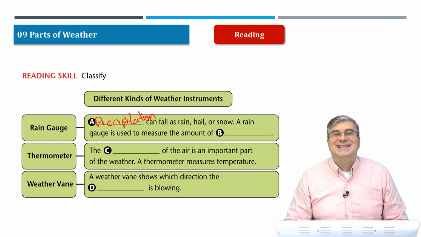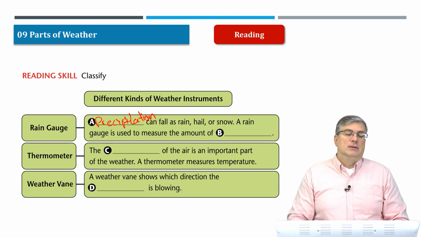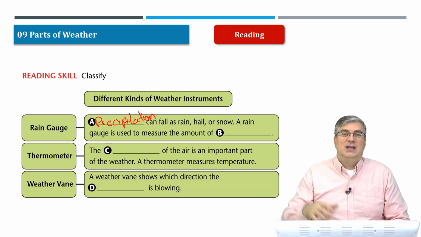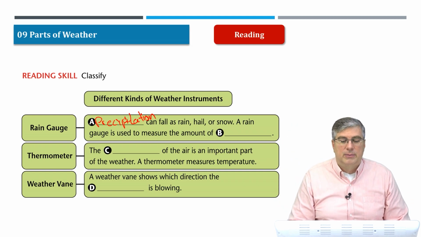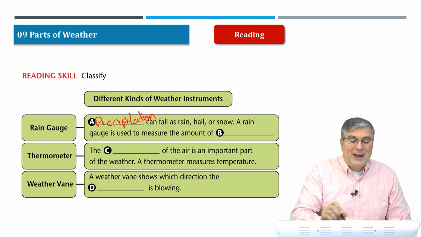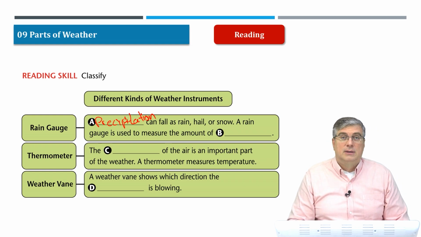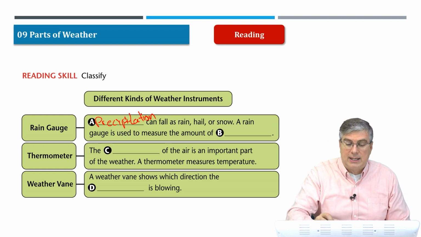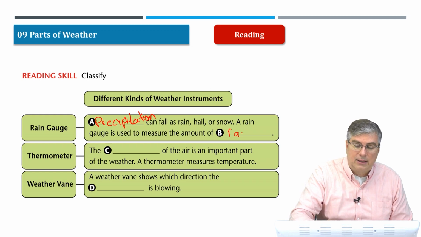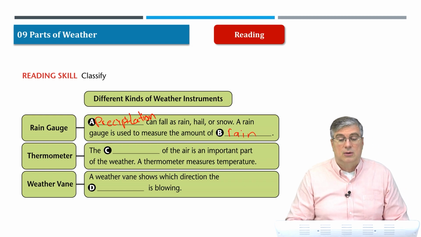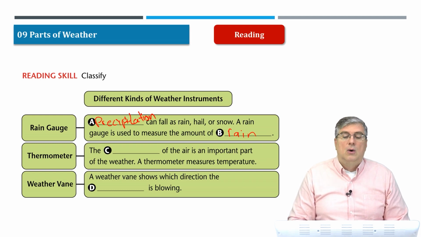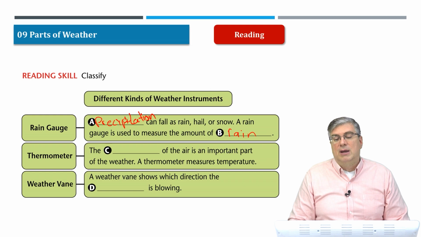Precipitation. It can fall as rain, hail, or snow. Precipitation is just water that falls from the sky. So, a rain gauge is used to measure the amount of what? Well, of course, the amount of rain or water. Or you could even put precipitation, right? A rain gauge is used to measure the amount of precipitation or rain. It doesn't measure the amount of snow or hail, right? It measures the amount of rain. Okay, good.